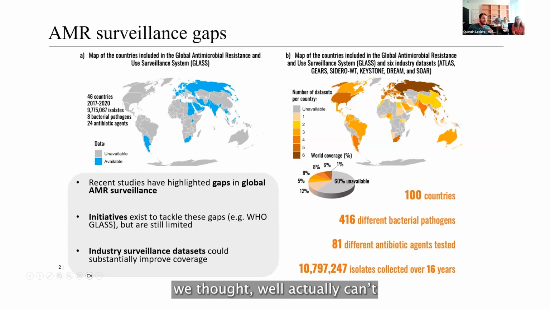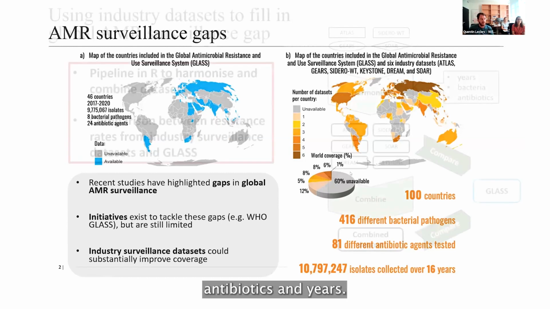Now, when we saw this, we thought, well, can't we use industry surveillance datasets to substantially improve this coverage? So that's the map on the right, where we show the coverage for all these different datasets together. And you can see, obviously, there's a lot more color on the right than on the left. And also, you're going to increase your coverage in terms of bacteria, antibiotics, and years.